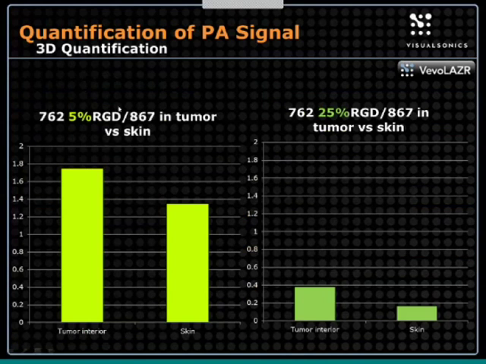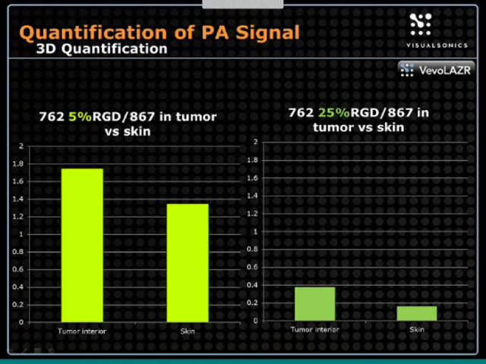So let's take a look at this one first. This is the 5% RGD divided by the 867. So it's a ratio of the one to the other in the tumor versus the skin. So let's look in the tumor first. A ratio above 1 is obviously going to show you that there's more of this 5% particle than this 867 particle in the tumor. So that's great. We were expecting this targeted particle to go to the tumor more than the non-targeted. However, there's also more in the skin. But if you look at the ratio of these two, proportionally, there's actually more of the targeted particle in the tumor than the skin. Okay?